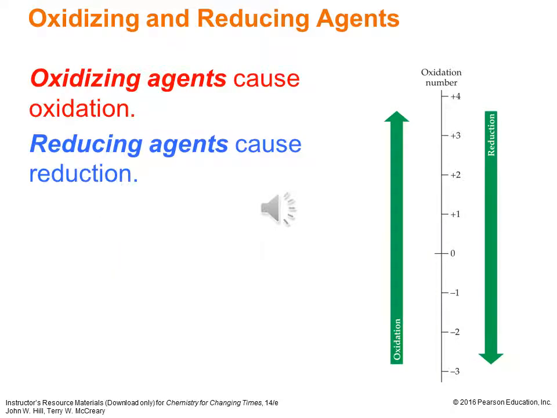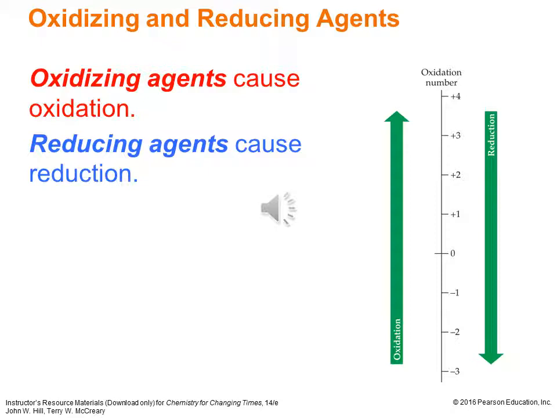Another way we can look at oxidizing and reducing processes is by looking at the agents. So oxidizing agents cause oxidation. That means they themselves are reduced. So if we look at that, remember the last slide, the oxygen was the oxidizing agent because it caused the methane to get oxidized, and it was reduced. It went from molecular oxygen to water. That was a reduction. It gained hydrogen.